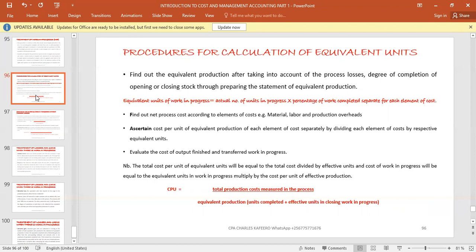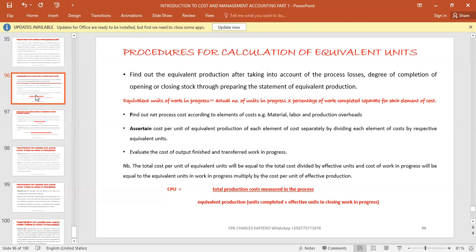But here they are saying, find out equivalent production after taking into account the process losses, and the degree of completion of opening or closing work in progress, sorry, closing stock, through preparing the statement of equivalent production. So the first statement we have to prepare is a statement of equivalent production. But how do we get the statement of equivalent production?